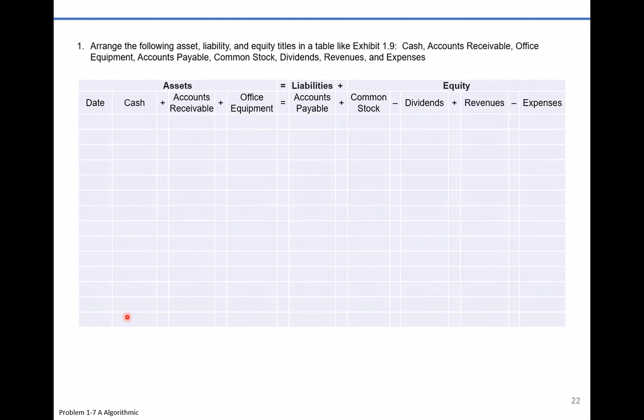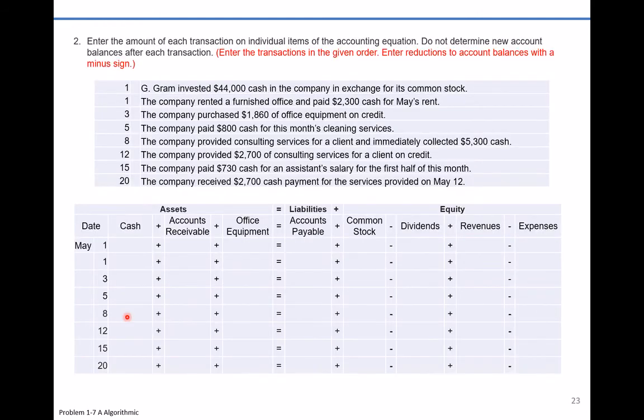So, like Exhibit 1.9, I've got something laid out here for you. When you get into Connect, though, this will already be done for you. So just a quick look at the first part, setting up the table. In Part 2, things get a little bit more involved.